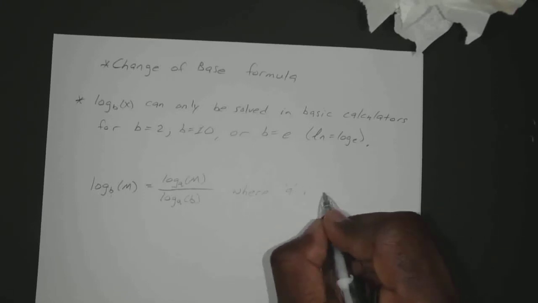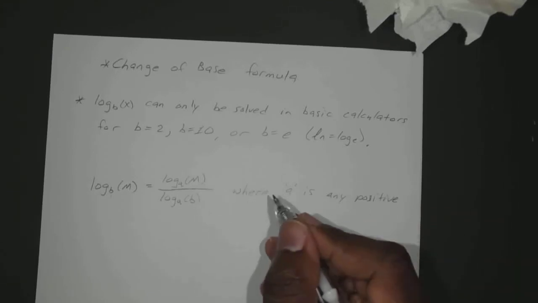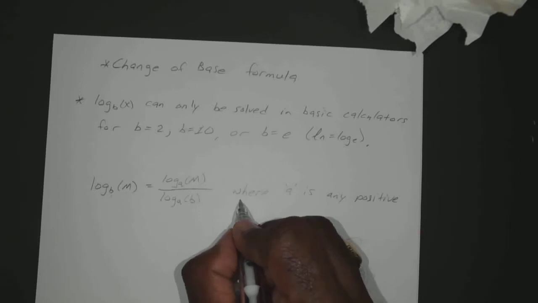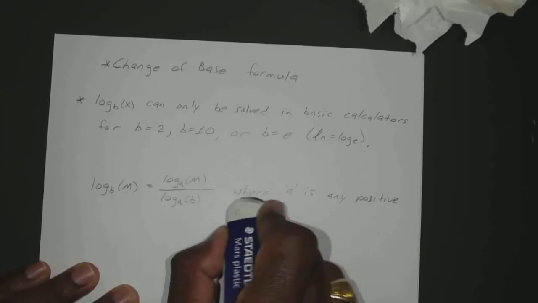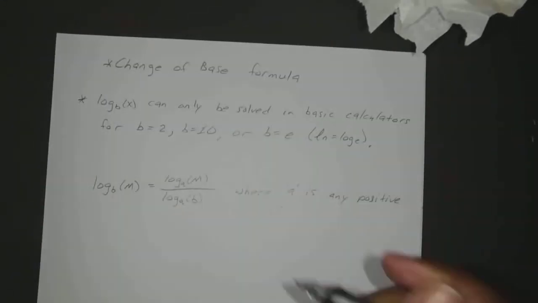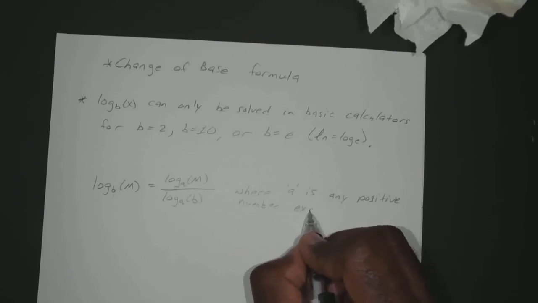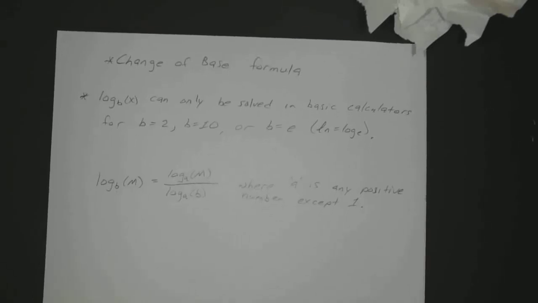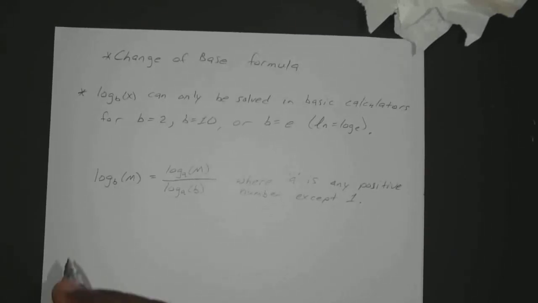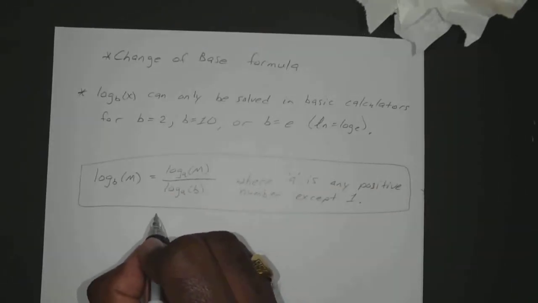A is any positive, I guess you could say integer, but it's more like, well, not even integer. It doesn't even have to be that. Any positive number. It can be anything except 1. Okay, so for example, let me actually mark that as the change of base formula.